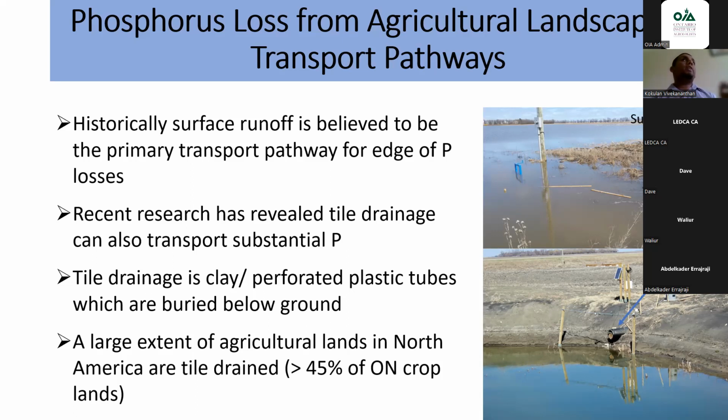Tile drainage is clay or perforated plastic tubes that are buried below the ground. The main purpose of installing tiles is to keep the water table lower, to encourage efficient crop growth. In North America, most of the agricultural lands are tile drained. In Ontario, around 45% or more of the croplands are tile drained.